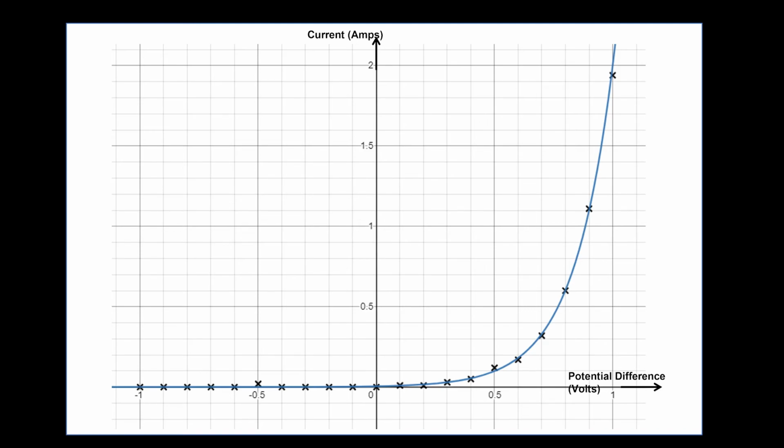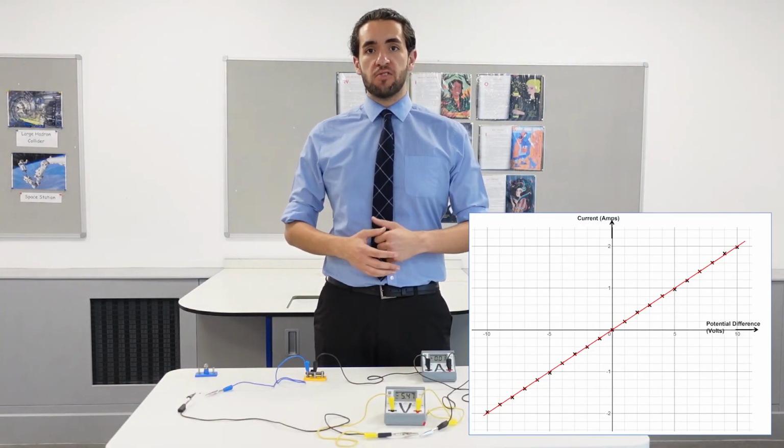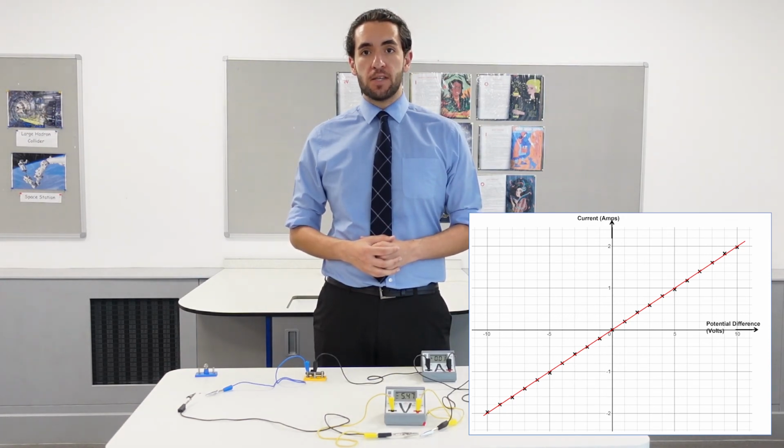Above a certain minimum voltage threshold value, there's a sudden rapid increase in the current, suggesting that above a certain threshold, the resistance is very, very low. To summarise then, we've seen a fixed resistor have a constant resistance. We sometimes call this an ohmic resistor because it obeys Ohm's law.